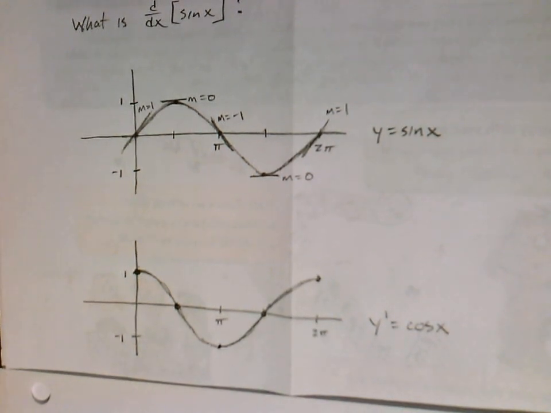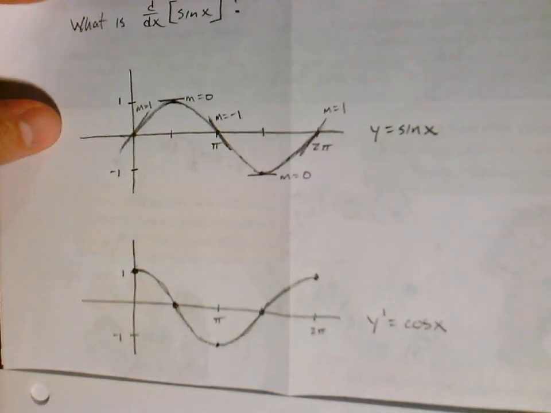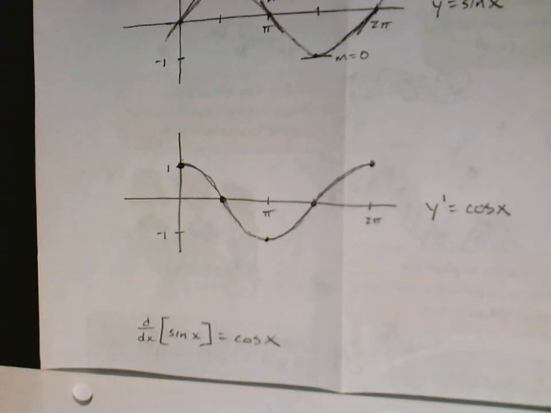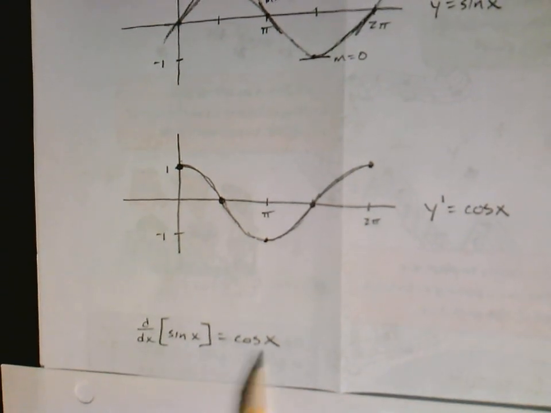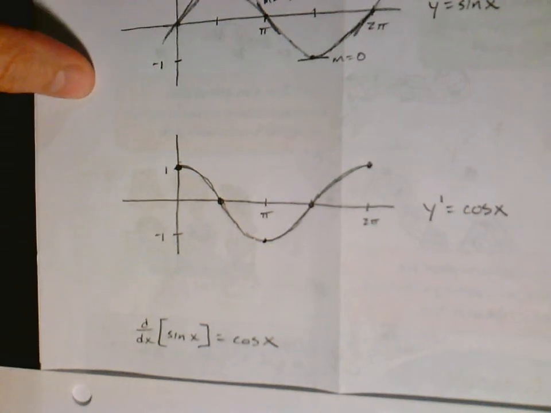Now, at the end of the day, you don't have to be able to explain why this is true. You just need to know this statement right here, that the derivative of the sine of x is incredibly simply cosine of x. That is amazing. Okay, pretty cool.